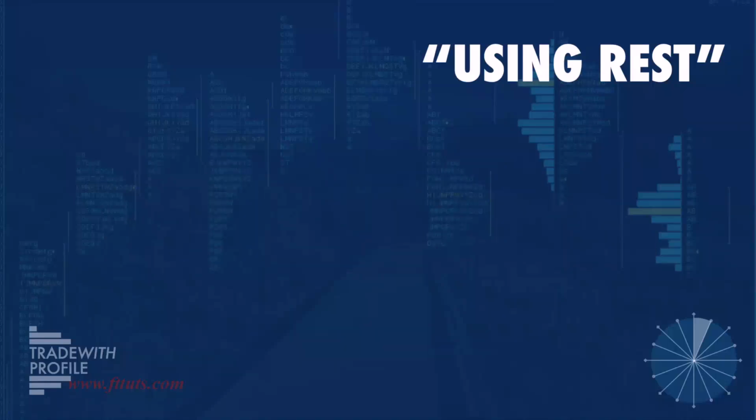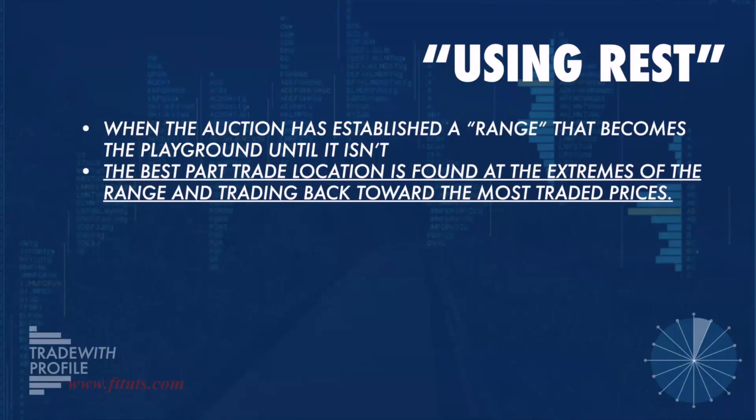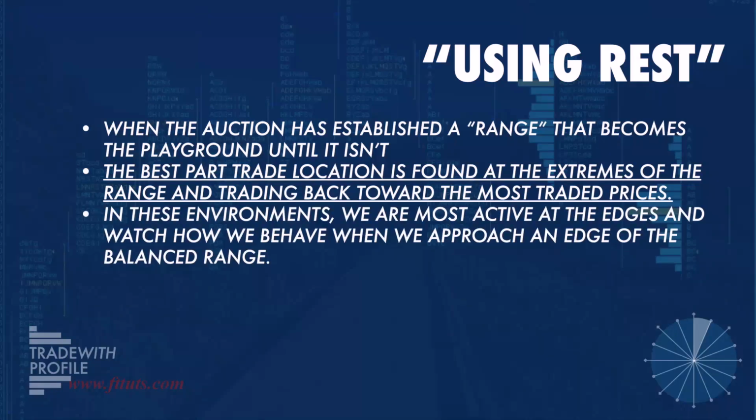So the way we use rest is that when the auction has established this range, that becomes the playground until it isn't. The best trade location is found at the extremes of the range, trading back toward the most traded prices. And this is a challenge for a lot of traders, to go from going with the trade in a developing mode to the rest mode, where now I'm back and forth. But in these environments, we are most active at the edges, and we watch how we behave when we approach the edge of that balance range.